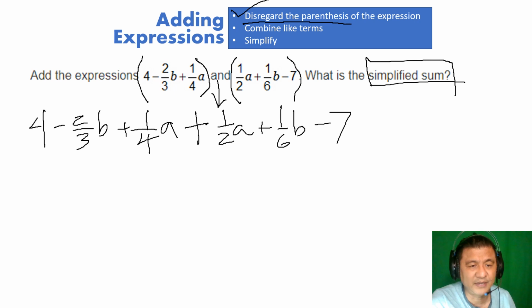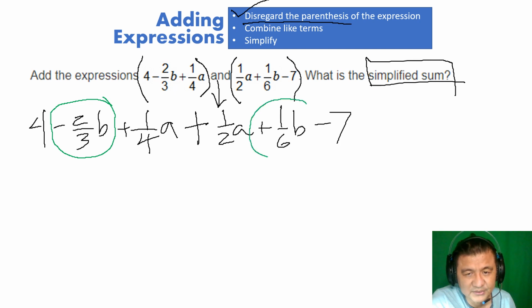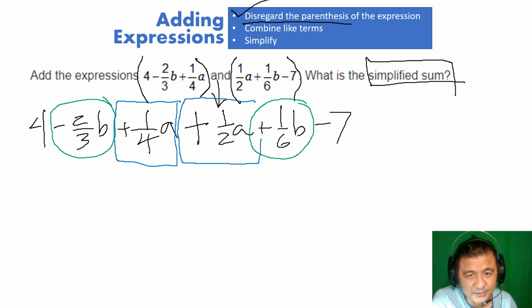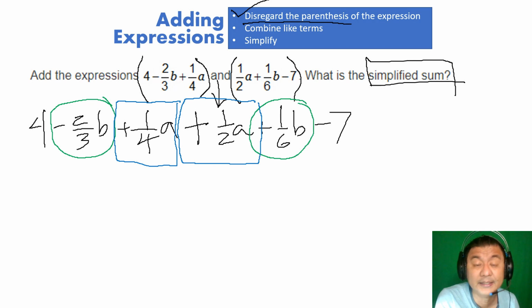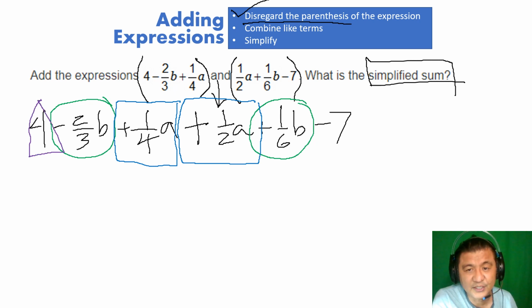Okay, let's start with the variables. I could see a negative 2/3 b. I can see a positive 1/6 b. See, later on I'm going to combine that. And what else do I see? For the a's, I could see a positive 1/4 a, and I see a positive 1/2 a. Take note, I'm including the sign, and I'm using a square to identify that. Let me use a triangle for 4, a triangle for not 7, but negative 7. Okay, combine like terms now.